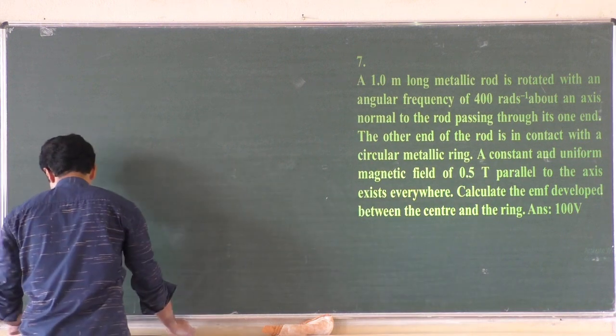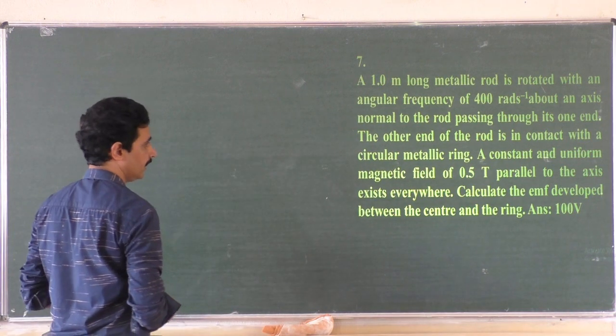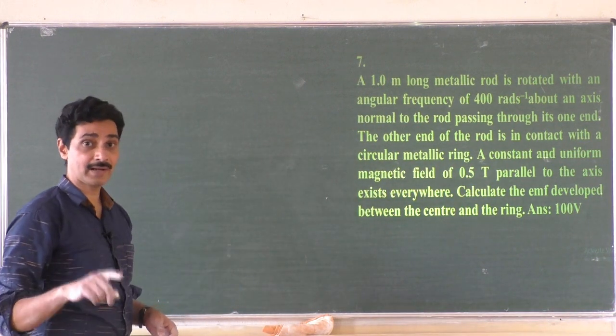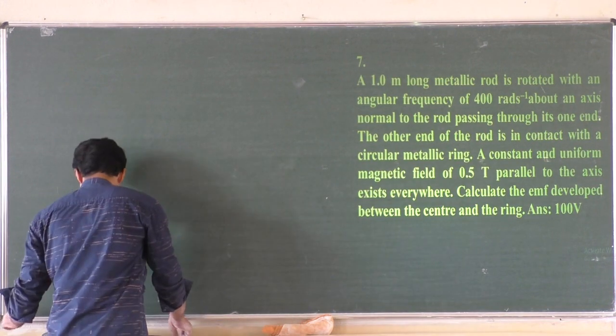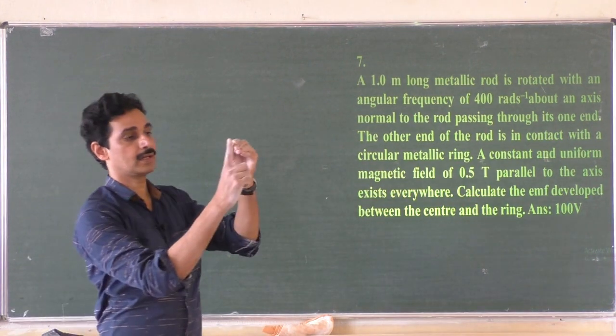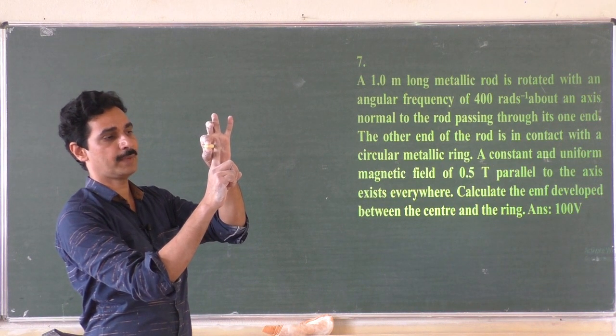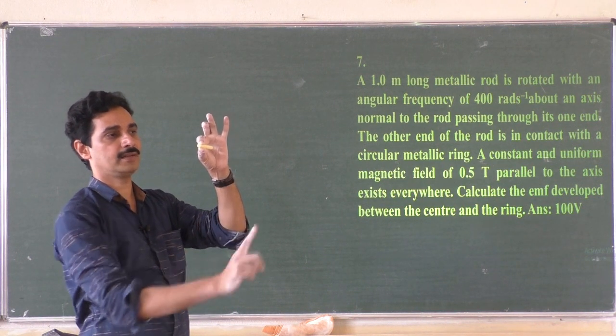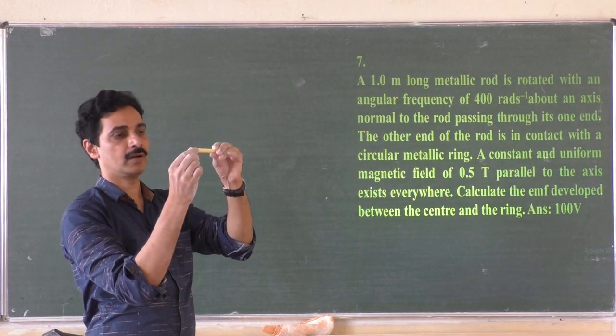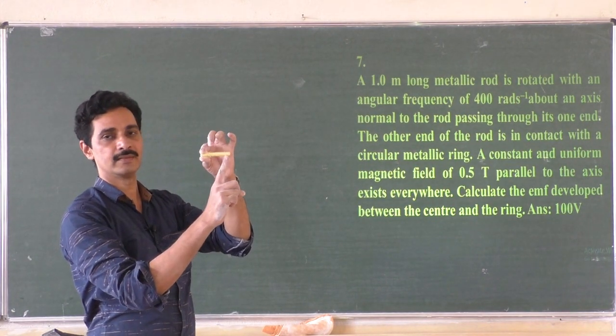You see, the situation is very simple. You can guess it yourself. Magnetic field should be parallel to the axis, right? Shall I show it like this? This is rotating. This is the axis at one end, and it is turning like this. Magnetic field is parallel to the axis means it should be like this, right? Everywhere. That means this rod should cut all the magnetic field lines.